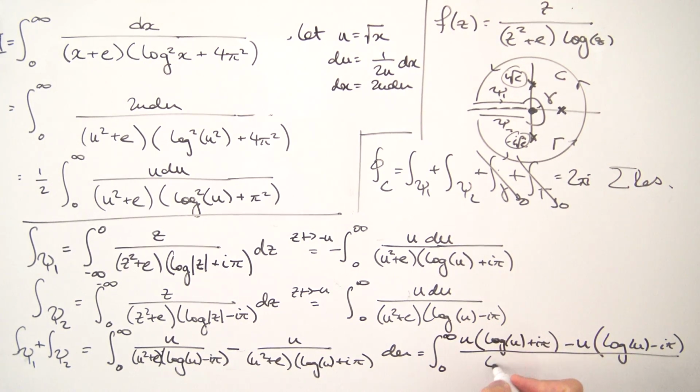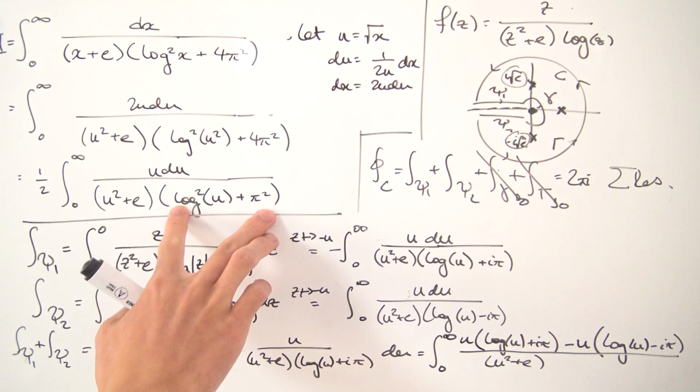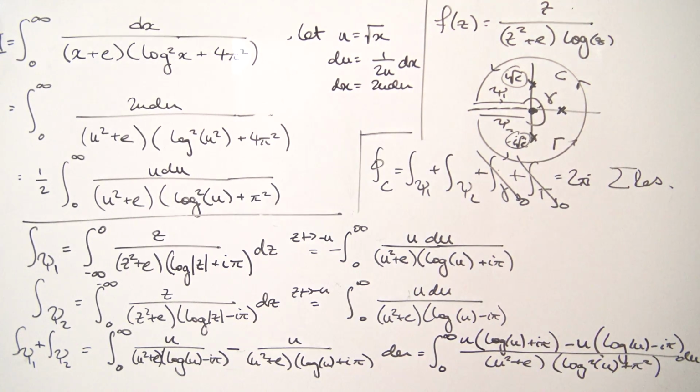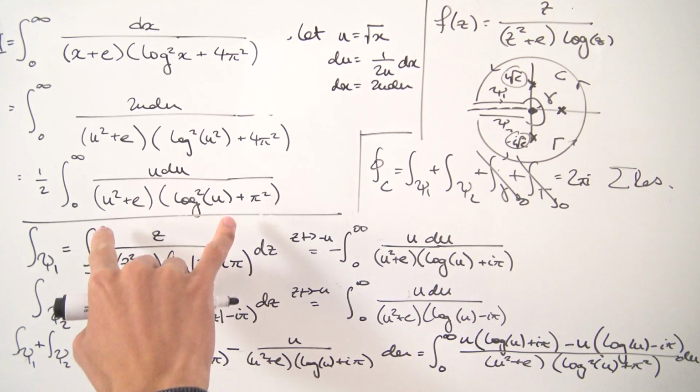So we still have u squared plus e, and then we have log of u minus I pi times log u plus I pi. Okay, but if you multiply those two things together, you're going to recover log squared of u plus pi squared. So let's write that down instead. So we have log squared of u, and then plus pi squared, and then du. Okay, so we've recovered the denominator pretty much.